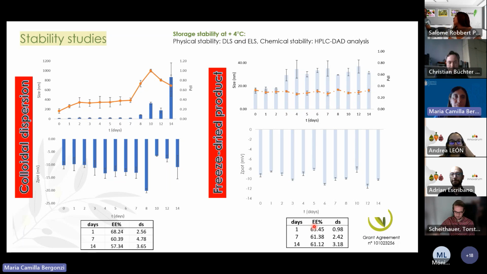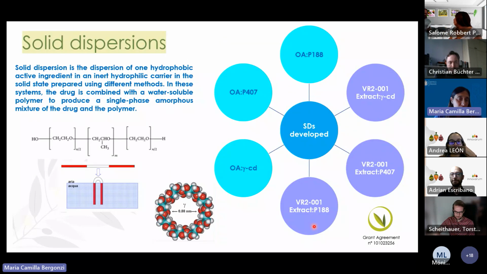About macro formulations, we developed 2 types of formulations, solid dispersion and recently the co-ground products. Solid dispersion is the dispersion of a hydrophobic drug or active ingredients in hydrophilic carrier to improve the solubility due to the amorphization of the drug inside the hydrophilic polymers. We can use different preparation methods.